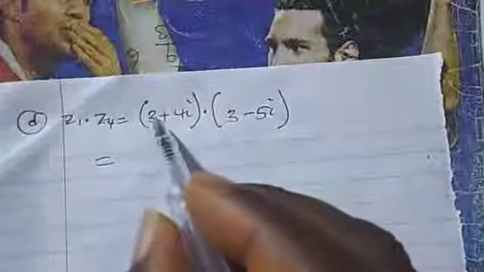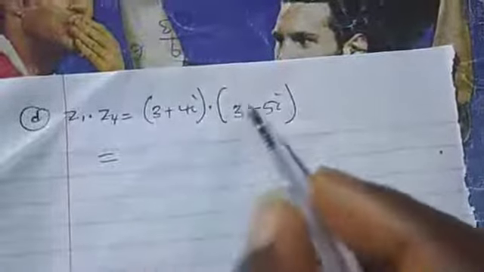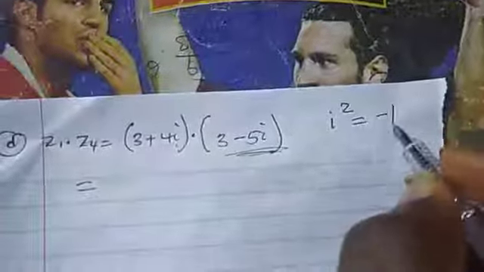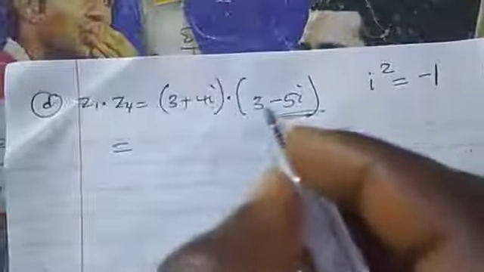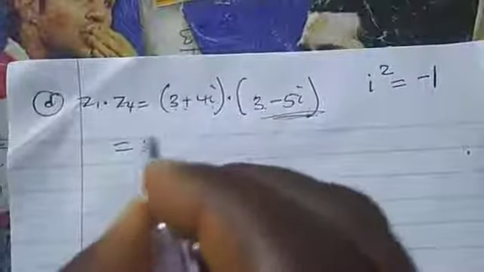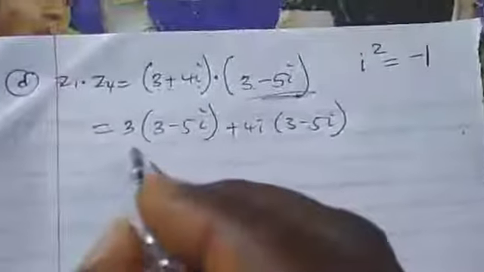Now let's expand it. For this, anytime you are given multiplication, you need to do normal expansion. That is, use 3 to multiply this and use 4i to multiply this. But in this case, you need to take note that i squared will give me minus 1. Let's write it like this: 3 minus 5i plus 4i into 3 minus 5i. You know, that is how we normally expand.